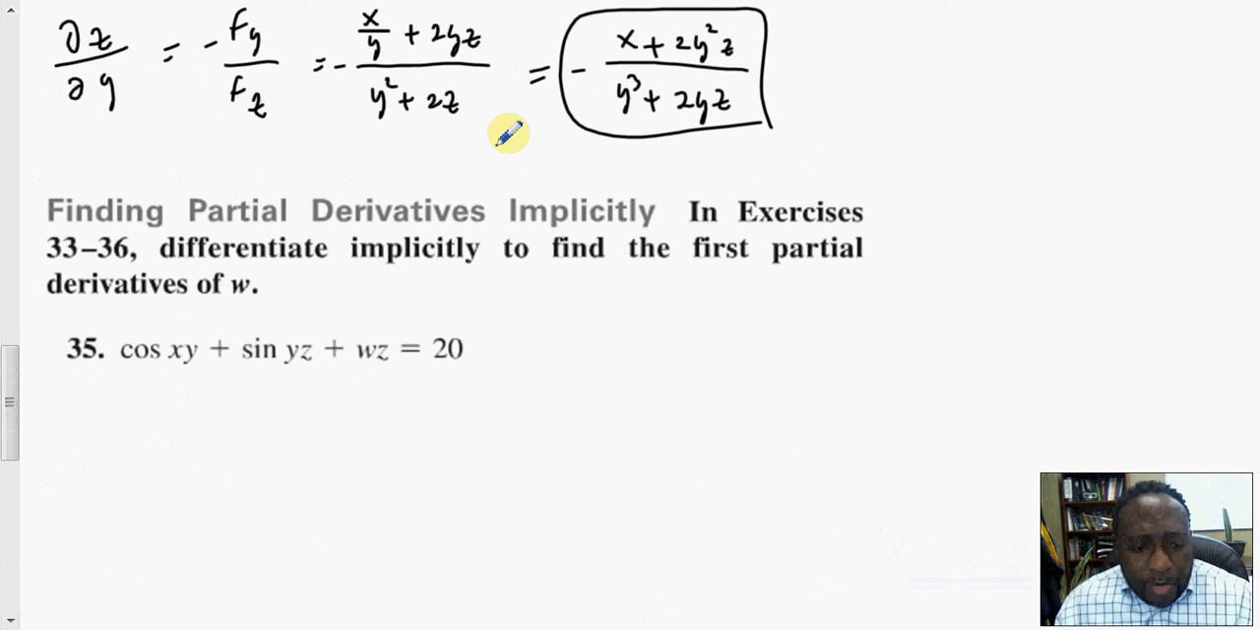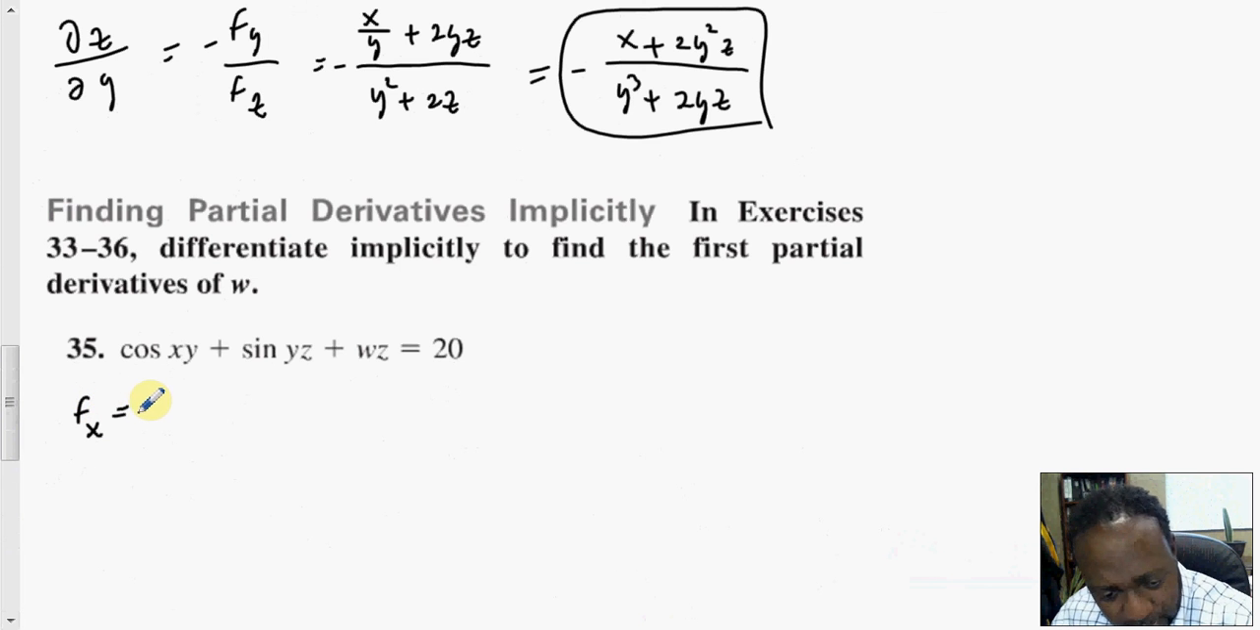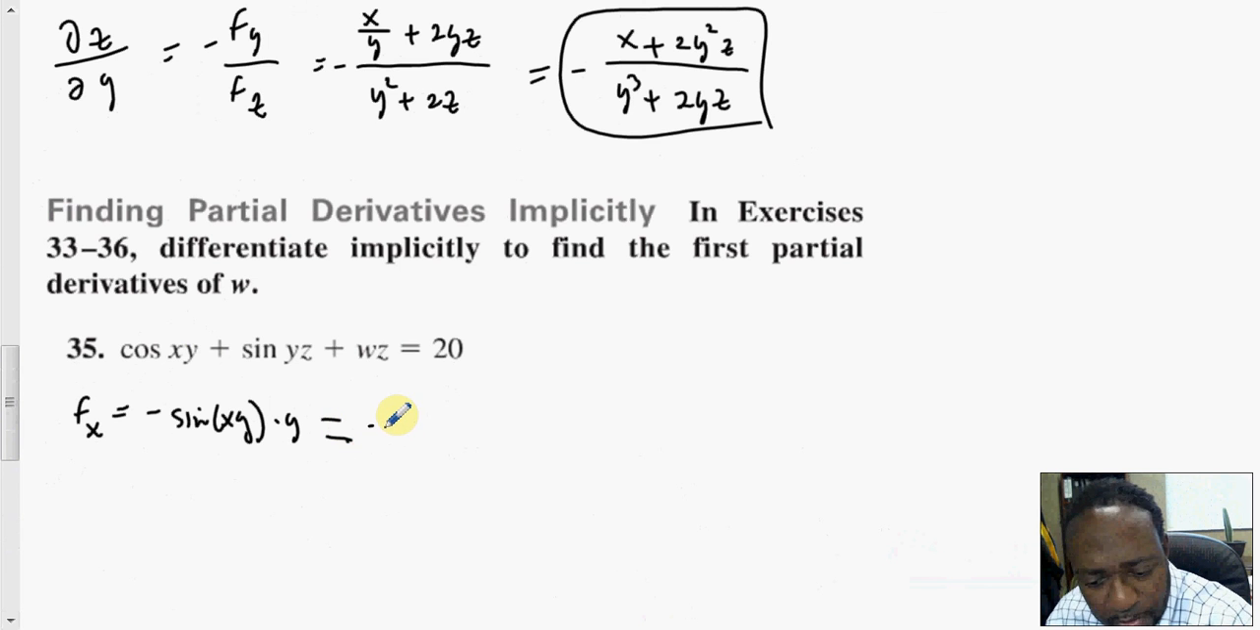In exercise 33 to 36, this is number 35, differentiate implicitly to find the first partial derivatives of w. Still, same old, same old. So we need the partial of f with respect to x. This is going to be a negative sine xy times the derivative of the inside. And so that's going to be with respect to x. So this is just times y. And then any more x's? No. So you can simplify that as this is negative y times sine of xy.